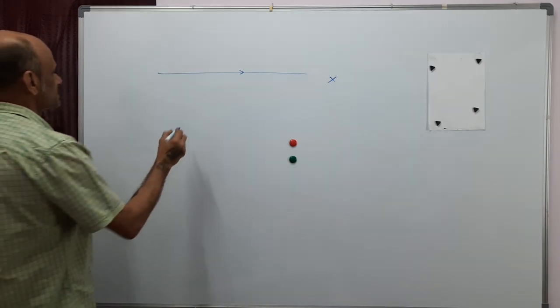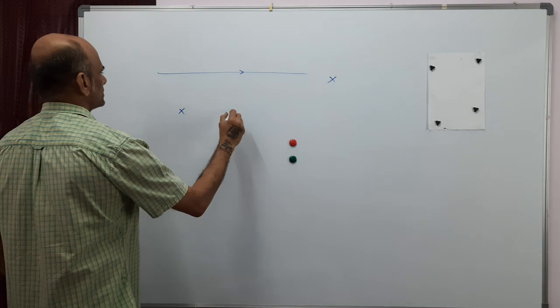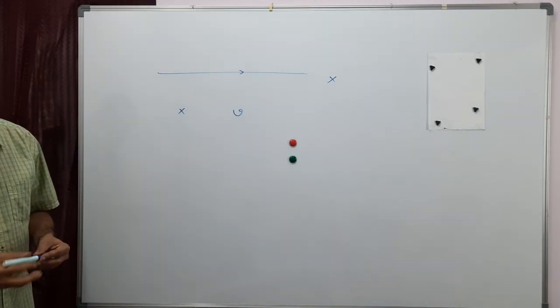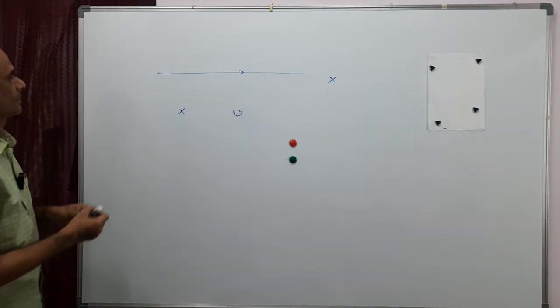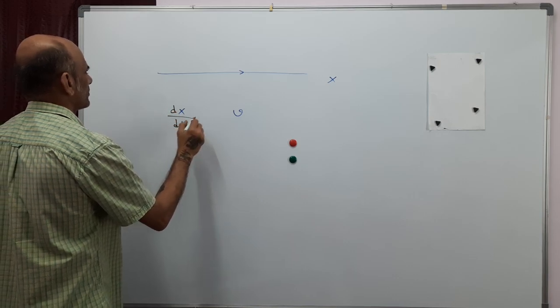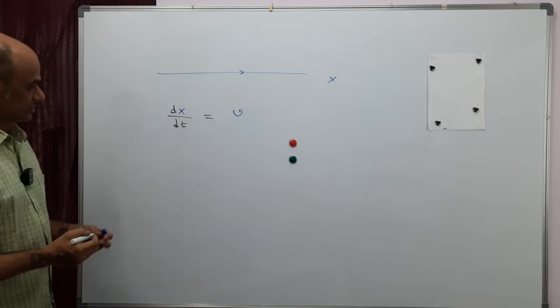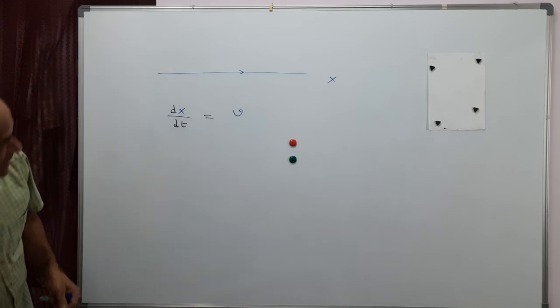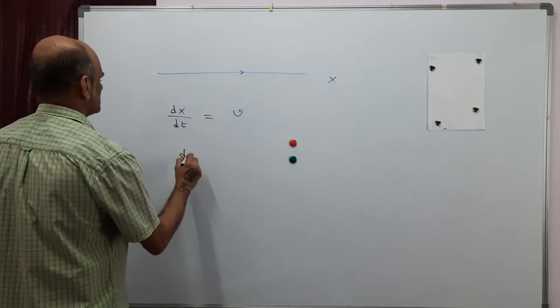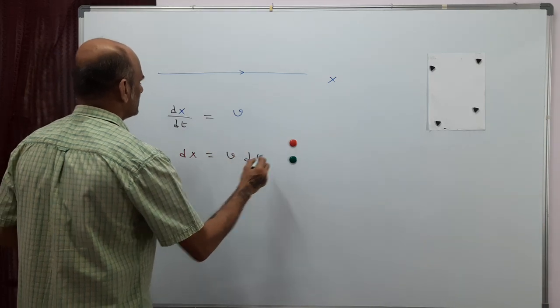So the displacement x and velocity are related as: the rate of change of displacement is velocity. So this I can rewrite as the change in displacement dx equal to v dt.